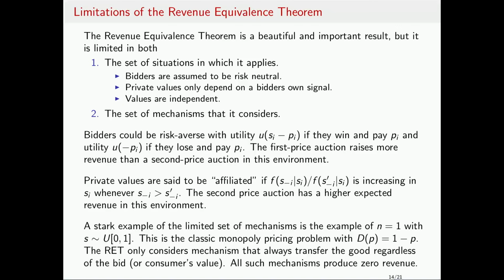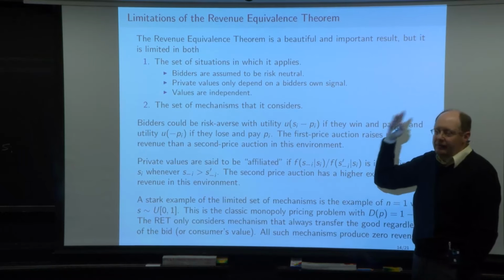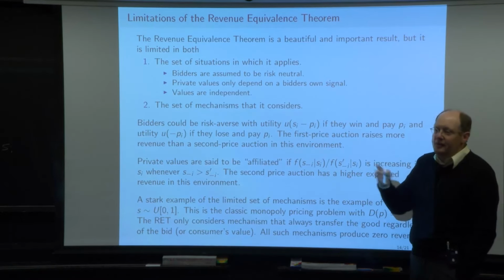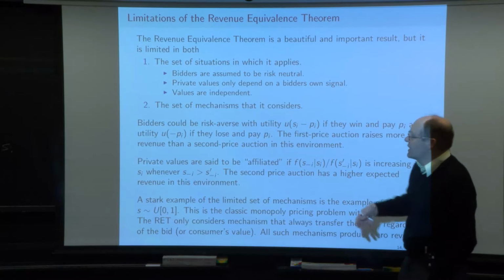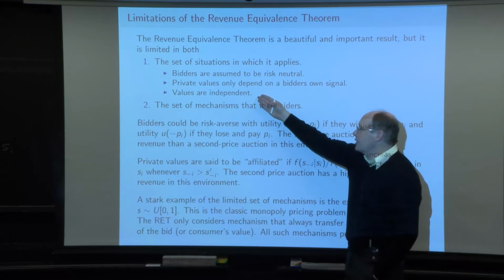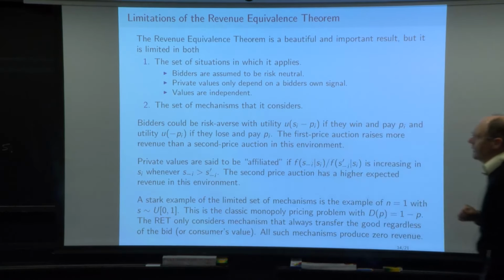And so both the values being independent and the values only depending on my signal rather than on other people's signals just don't seem realistic for many applications, because the fact that other people value something tells you something inherent about the object itself that then tells you something about my value. Or even just that I like it means that this is an unusual bottle of wine that I unusually like. Someone else probably has the same tastes.